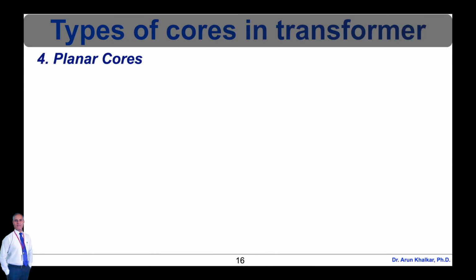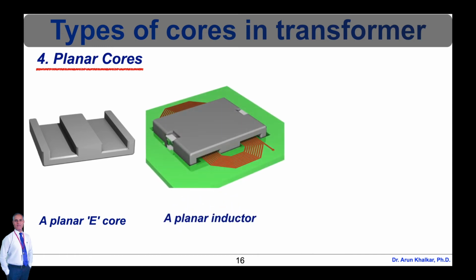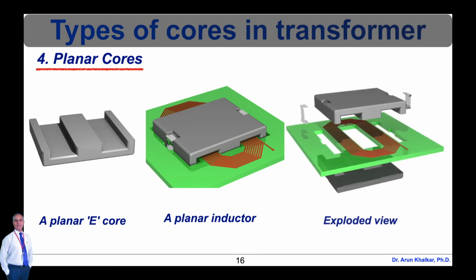Now let's see the next type of cores of transformer, planar cores. A planar core consists of two flat pieces of magnetic material, one above and one below the coil. It is typically used with a flat coil that is part of a printed circuit board. This design is excellent for mass production and allows a high-power, small-volume transformer to be constructed for a low cost. A planar E-core, a planar inductor, exploded view that shows the spiral tracks made directly on the printed circuit board are shown in this diagram.